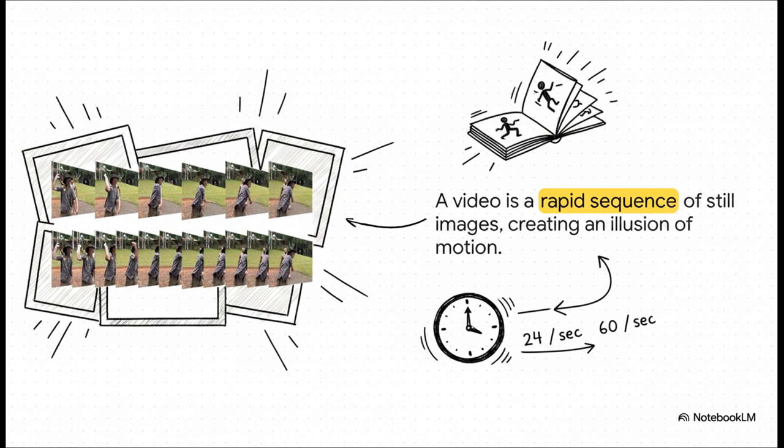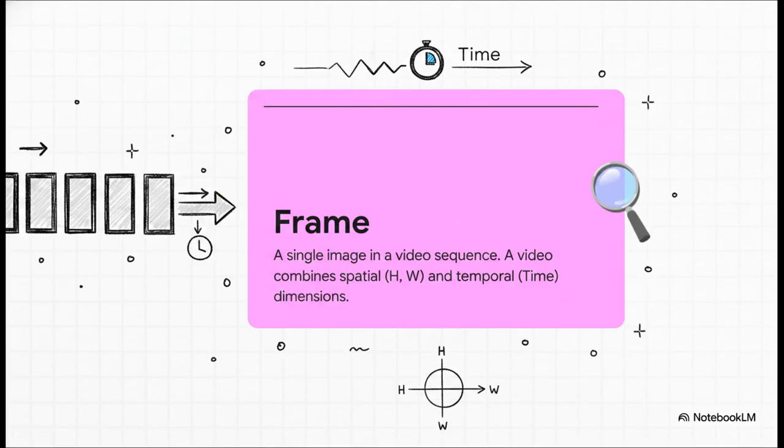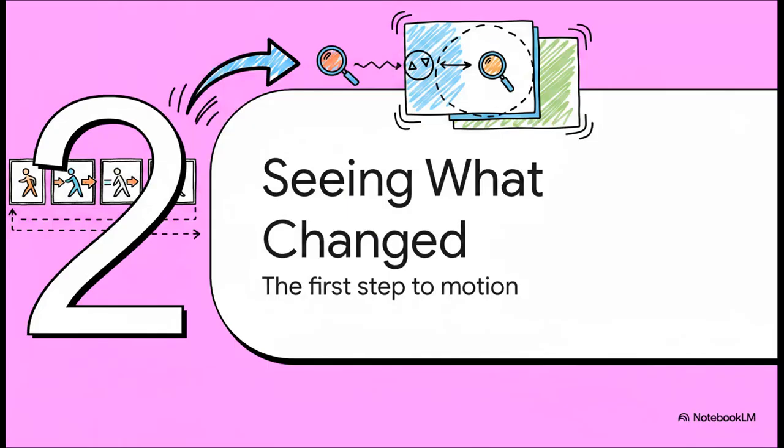And when you flash those frames in front of our eyes, usually at about 24 to 60 frames every single second, our brains get tricked into seeing smooth, continuous motion. And each of those still images is called a frame. Now think about it this way. A normal photo has two dimensions, right? Height and width. But a video adds a third, an absolutely crucial dimension: time. And it's by looking at the changes across that dimension of time that a computer can even begin to understand what motion is.